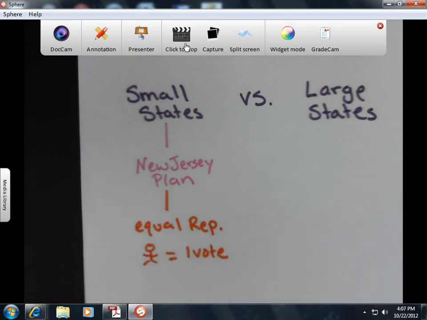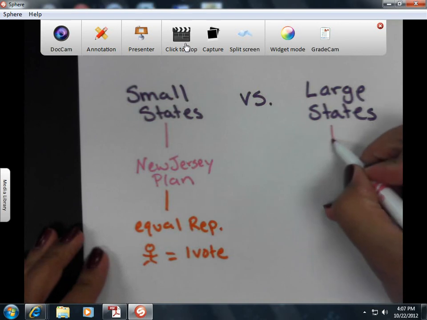Very similar to the Articles of Confederation. In the Articles, each state had its one vote. Well, that's what the small states believe in. They believe regardless of your size, each state should get one vote. That's what we call equal representation. Well, that worked for the small states, but it didn't work for the large states. They believed in something different.